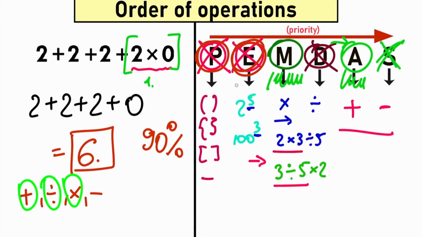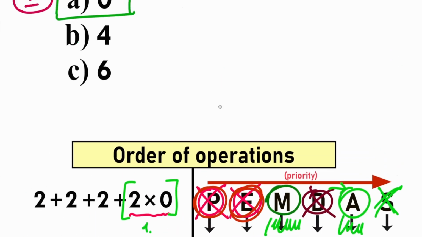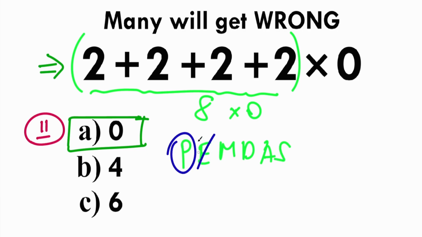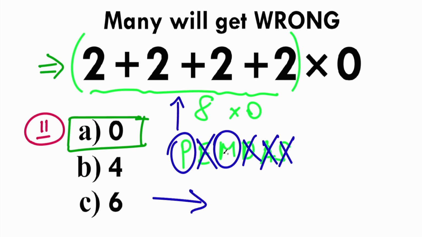As I told before, parentheses have the highest priority. With parentheses, this is a correct solution, because we need to evaluate the expression inside the parentheses first. And then we have 8 times 0, because of multiplication, so we have our PEMDAS. From here we have parentheses. Then we don't have exponents, we don't have division, addition or subtraction, so we have multiplication. Parentheses come first because we are talking about higher priority, and the next step is multiplication. So with parentheses, the correct answer is 0.